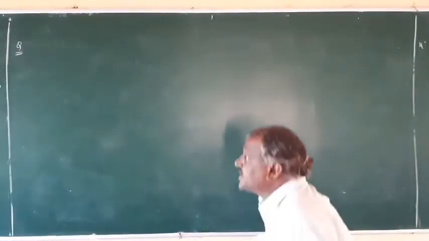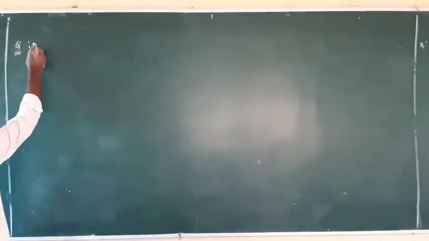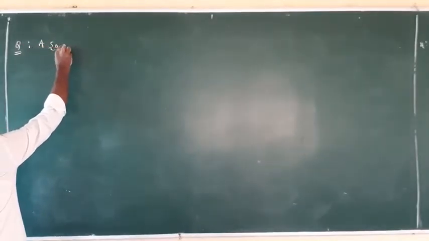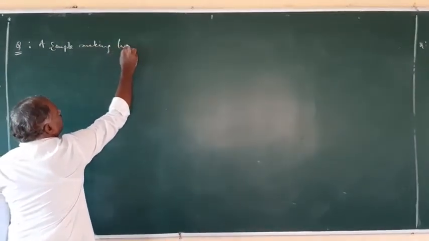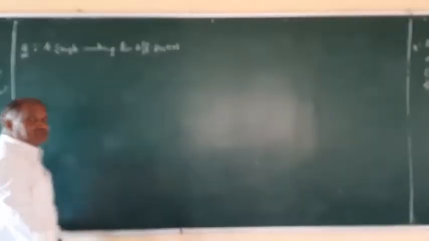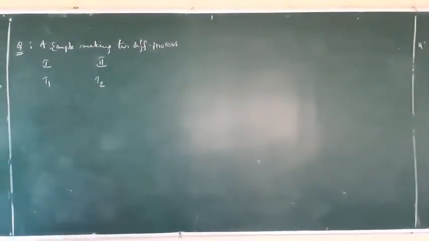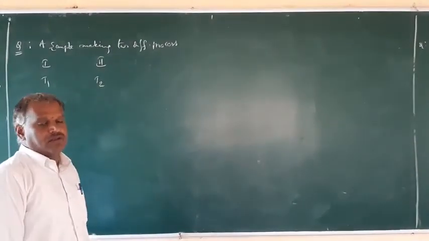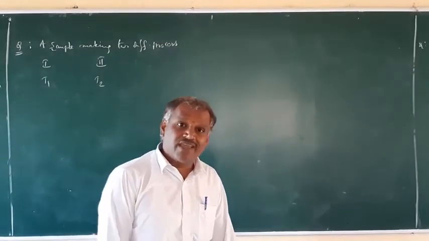A radioactive sample is undergoing two different processes. In the first process the half-life period is given as T1. In the second process the half-life period is given as T2. Then find the effective half-life period of the sample. So the sample is doing the two processes simultaneously. That is a parallel process, or parallel decay.